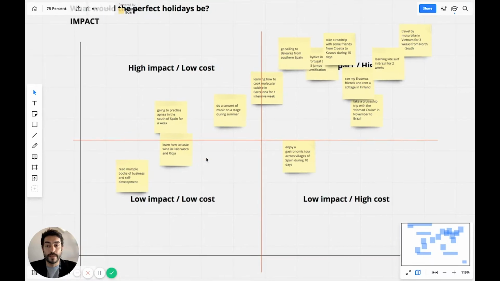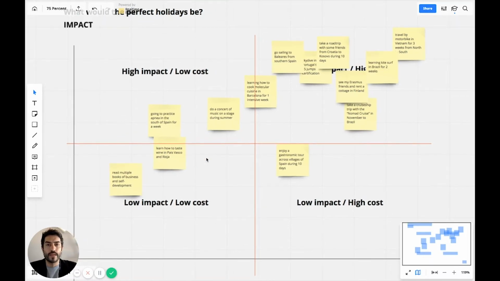We're going to detail them, but where do I really don't want to be on my matrix? Well, I really don't want to be on the low impact, high cost, something that costs a lot of money and has actually little impact on my well-being. In this case, enjoy a gastronomic tour across villages of Spain during 10 days. That would be a pretty low impact. I would remember it, but after 10 days of doing the same thing, I would certainly get bored a little bit. So 2 or 3 days could be enough. And that would be pretty high cost to organize and the rest.